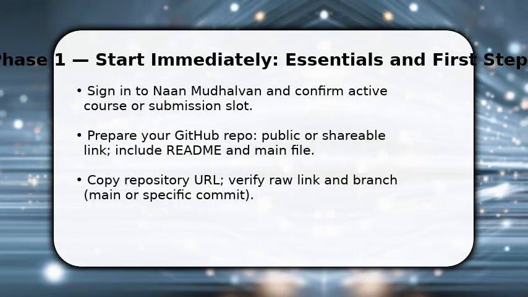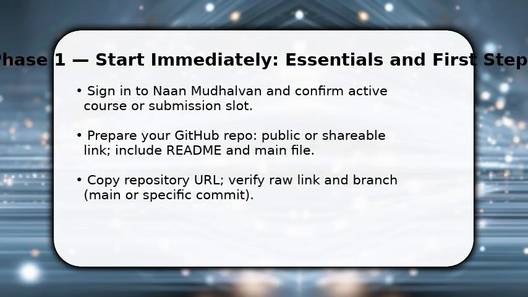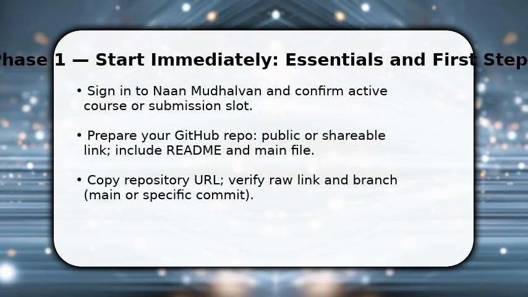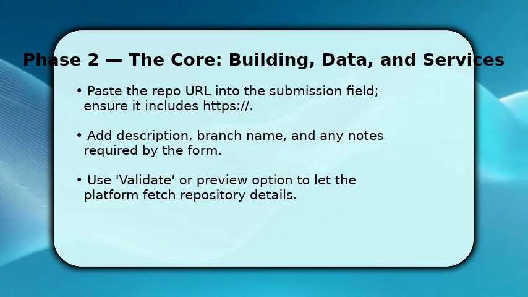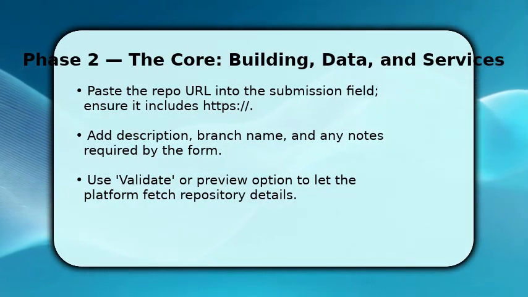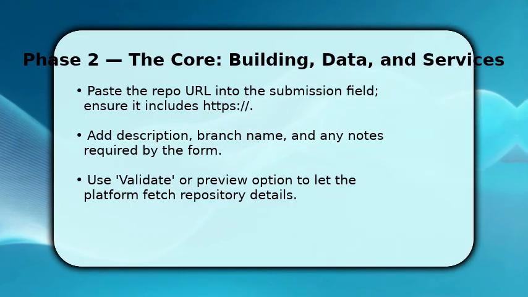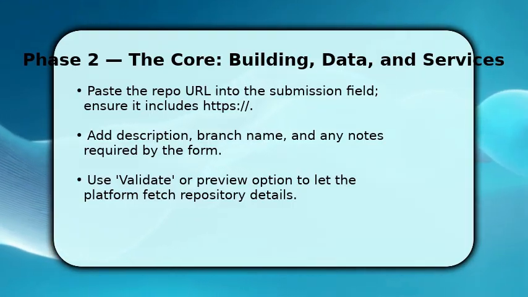Start the upload process now by selecting the repository URL field on the submission form. You paste the GitHub URL into the submission field. Include the full https:// address so Naan Mudhalvan can reach it. Then, fill any adjacent fields: a brief description of the repo, specify branch or commit hash if asked, and attach notes about build commands or dependencies.